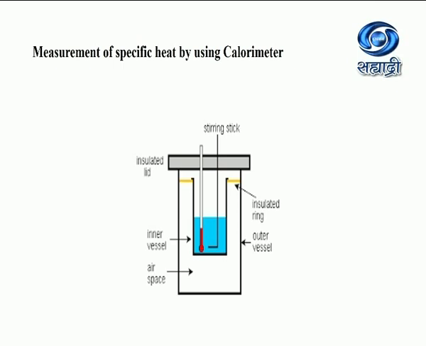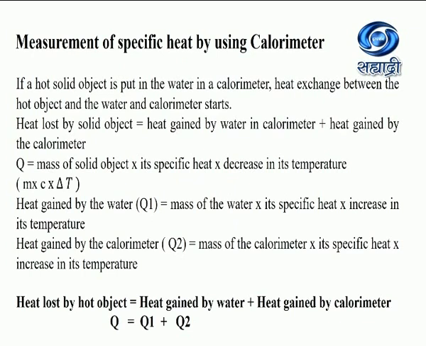A calorimeter is a device used to measure the quantity of heat transferred to or from an object. It consists of a wooden box with lid in which a copper vessel is kept. A measured amount of water is added in a copper vessel in which a thermometer and stirrer is dipped. If a hot solid object is put in the water in a calorimeter, there is heat exchange between the hot object and water and calorimeter.